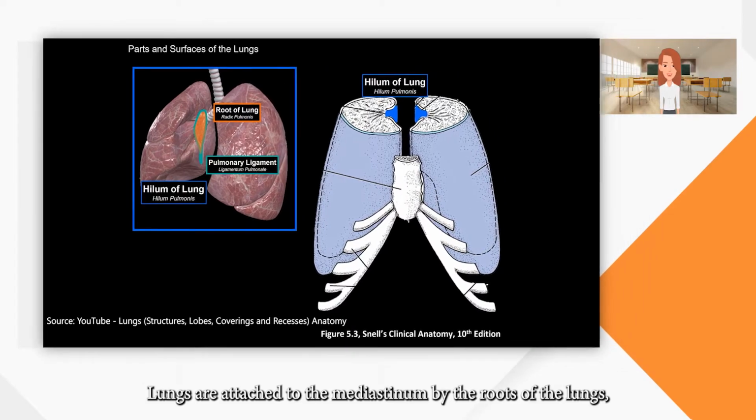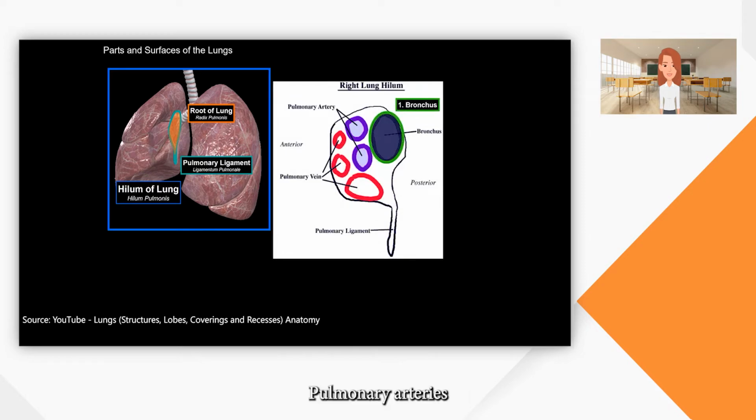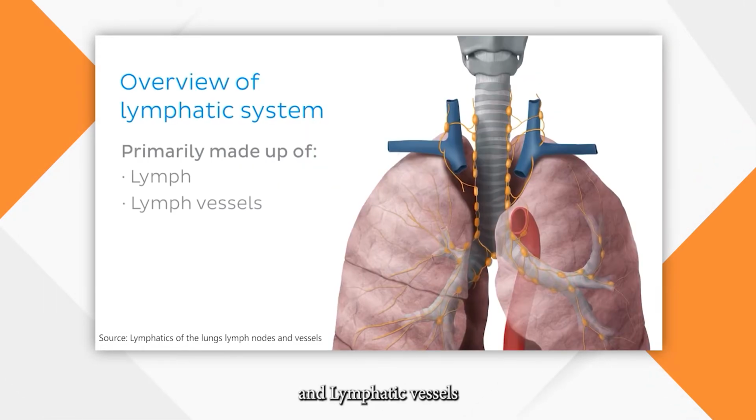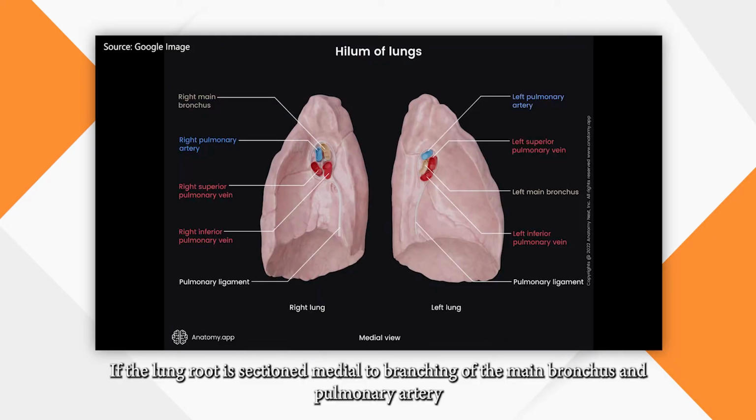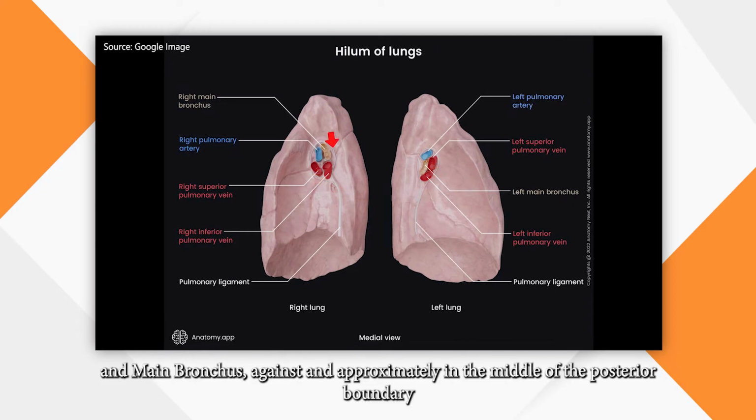Lungs are attached to the mediastinum by the roots of the lungs, which consist of the bronchi, pulmonary arteries, superior and inferior pulmonary veins, pulmonary plexuses, and lymphatic vessels. If the lung root is sectioned medial to branching of the main bronchus and pulmonary artery, we have here pulmonary artery, the superior-most on the left, superior and inferior pulmonary veins, anterior-most and inferior-most respectively, and main bronchus against and approximately in the middle of the posterior boundary.